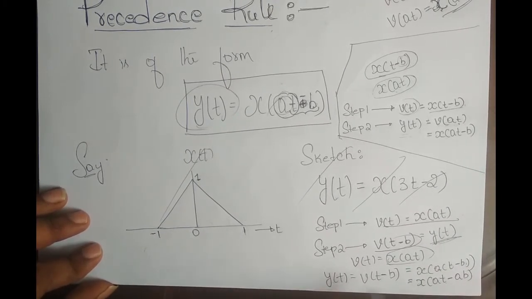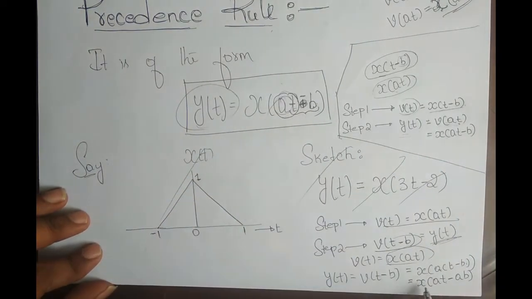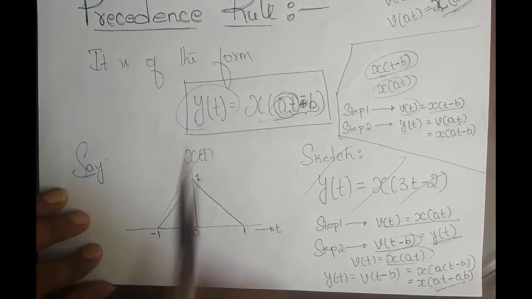Now, whether this is equal to x of at minus b: what I wanted was x of at minus b. And what did I get? x of at minus ab. So this is not what we needed. What we needed was the other equation. So therefore, don't violate the precedence rule.